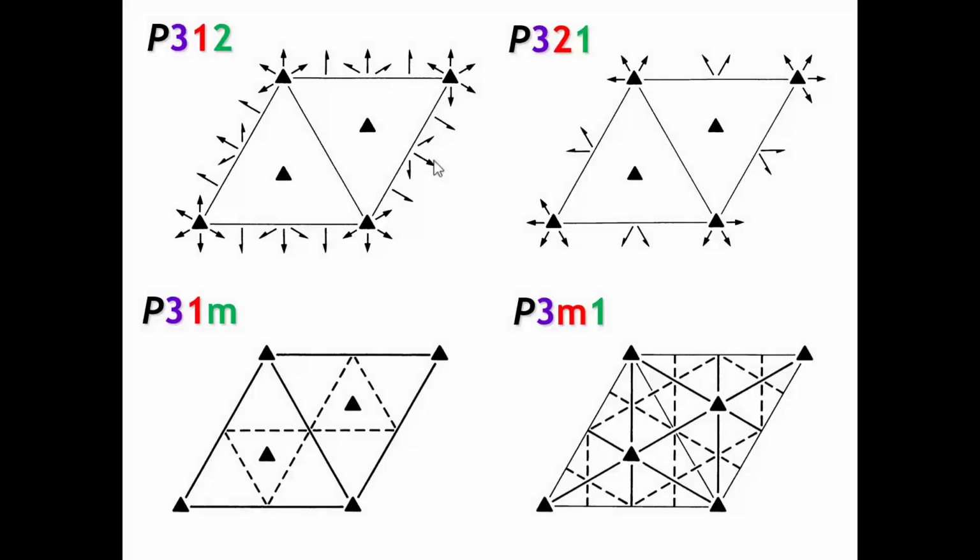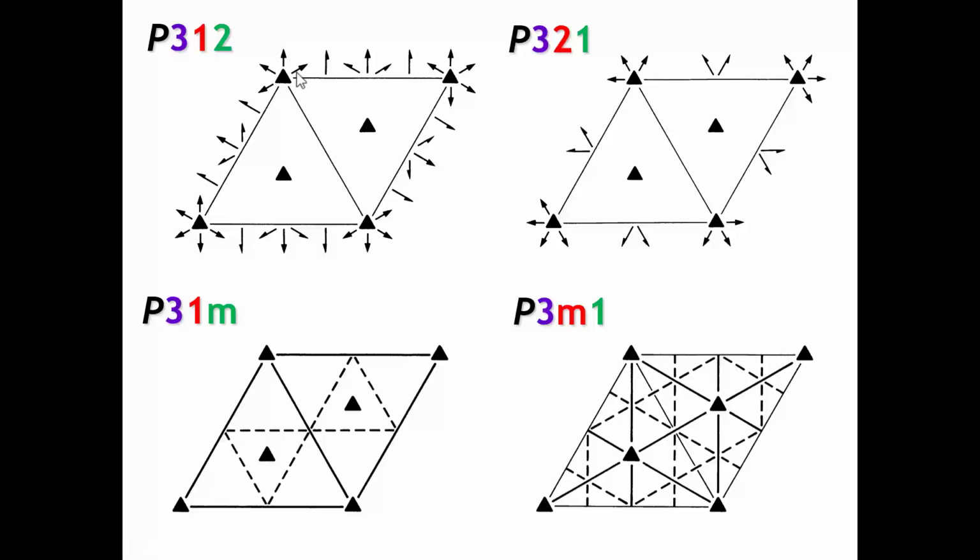When we look at the trigonal and hexagonal cases, they're the same. The only difference is in a hexagonal case, we're going to have a 6-fold rotation axis, whereas in a trigonal case, the highest rotation axis is going to be a 3-fold. In both cases, the axis is going to be parallel to the C axis.